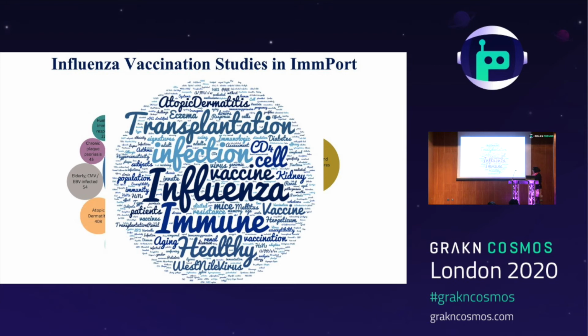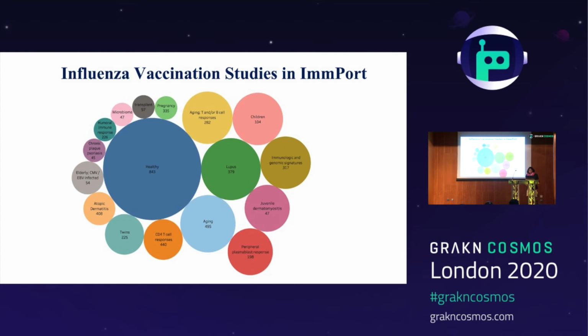This is just to give you an idea about the studies, and there's a lot of data on flu vaccines, and then transplantation, atopic dermatitis, and also on healthy individuals.